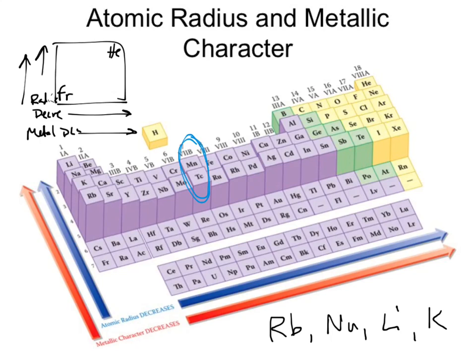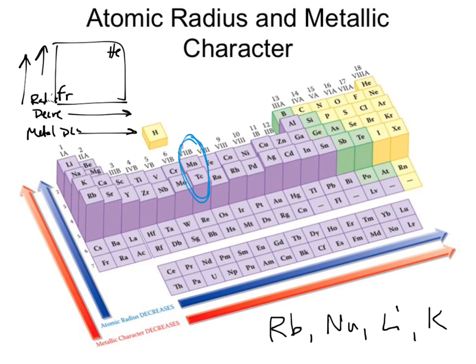Okay. You'll notice that we added an extra thing in red. What's the red in reference to? Metallic character. Notice our metallic character appears to follow our atomic radius pretty well. That's why they drew it on there like that. Okay. Does that make sense for our lower left-hand corner to be the most metallic?